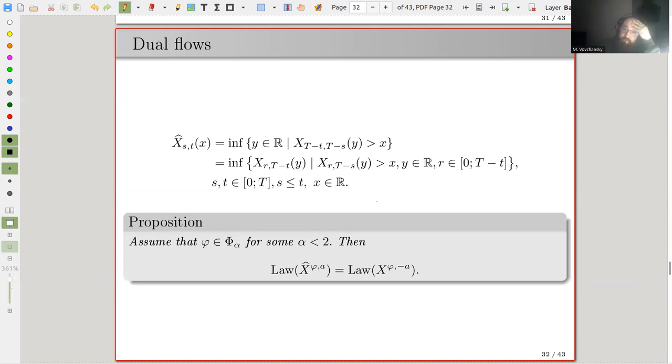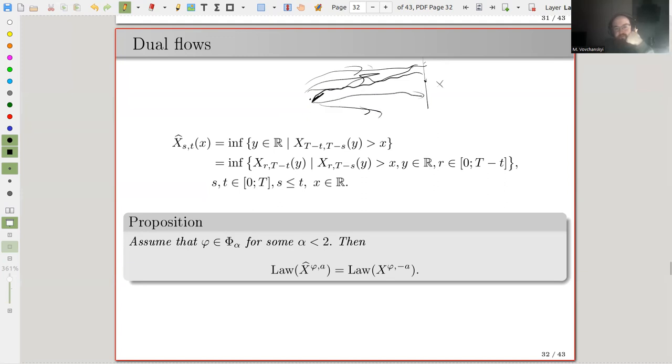Another point I want to talk about is dual flows. Since the flows are coalescing, you cannot define an inverse flow in the sense of Kunita. So this is the construction of how we define a dual flow. We just find a point and look at all trajectories within the original flow that hit higher than this x and take the infimum of all such trajectories. And then this thick line is our dual flow.